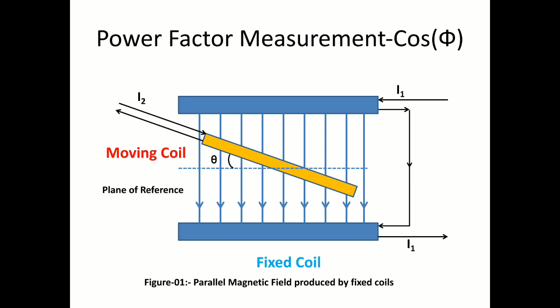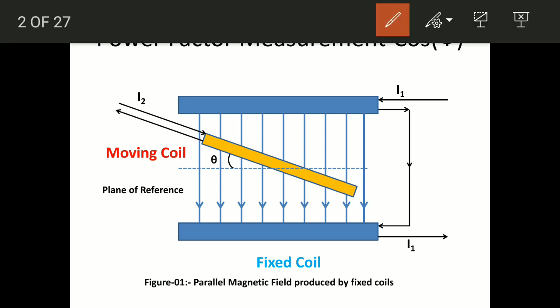So here the fixed coil is split into two equal sections, and the moving coil is placed in such a way that the fixed coils are on either side of it. Here this indicates the upper portion of the fixed coil and this indicates the lower portion of the fixed coil, and the value of current flowing through the fixed coil is indicated by symbol I1. This section indicates the moving coil and the value of current flowing through the moving coil is indicated by symbol I2. Now this dotted line indicates a plane of reference, and from this diagram it is very clear that initially the position of the moving coil with respect to the plane of reference is at an angle of theta.